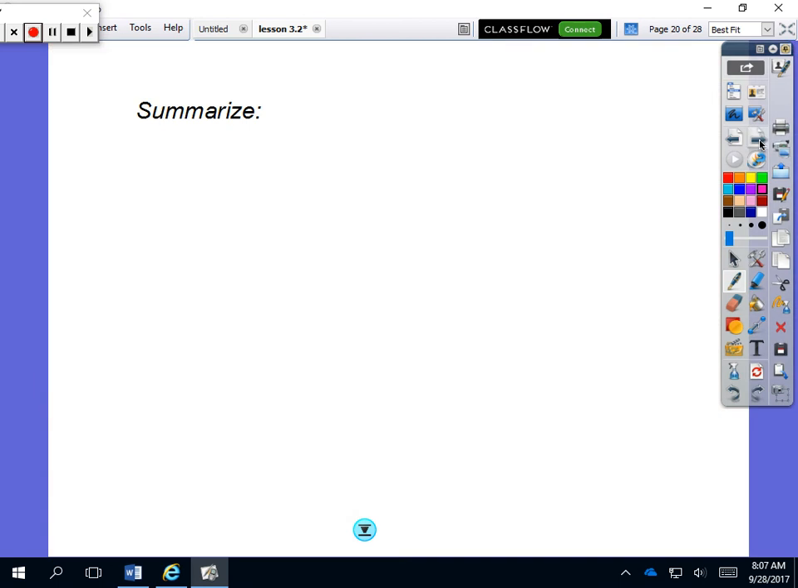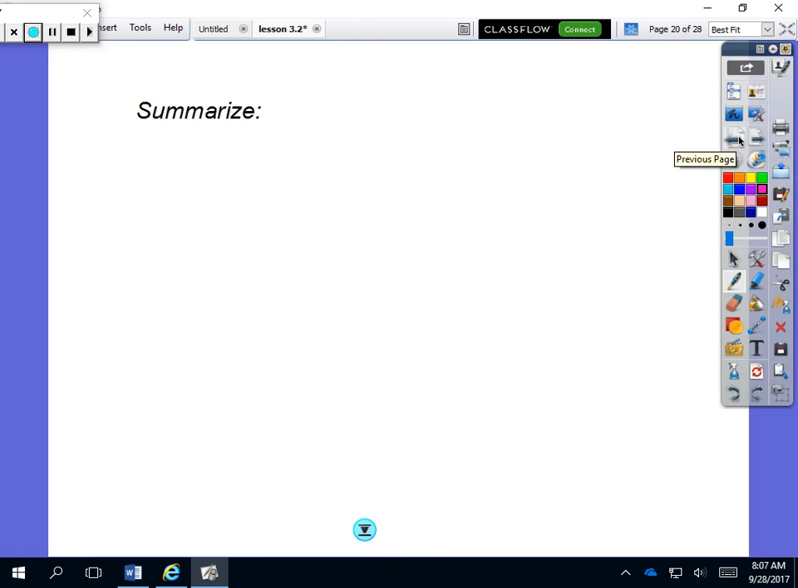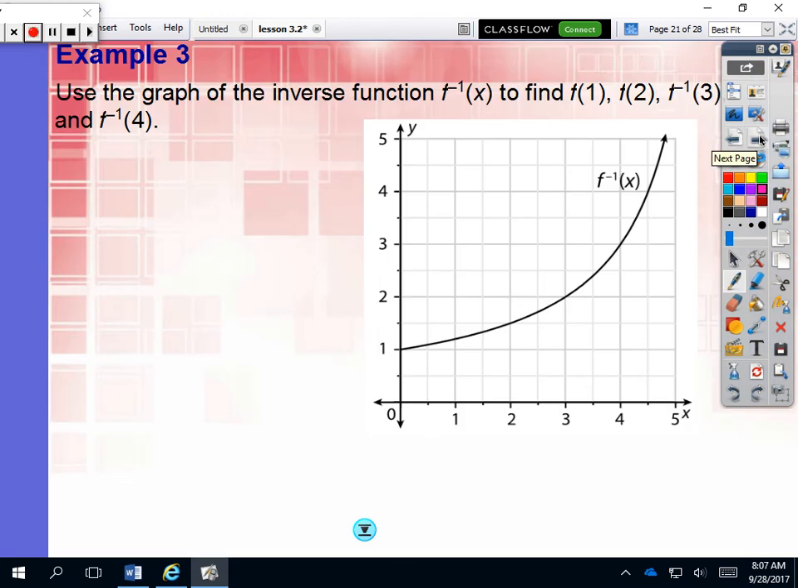Okay, the next example, and you can summarize, if you want to, how to find f of x using a graph. And then example 3, use the graph of the inverse function f inverse of x to find f of 1, f of 2, f inverse of 3, and f inverse of 4. So stop the video and try this on your own. Oh, well, don't stop the video. If you did, sorry. This is x, and this is f inverse of x.